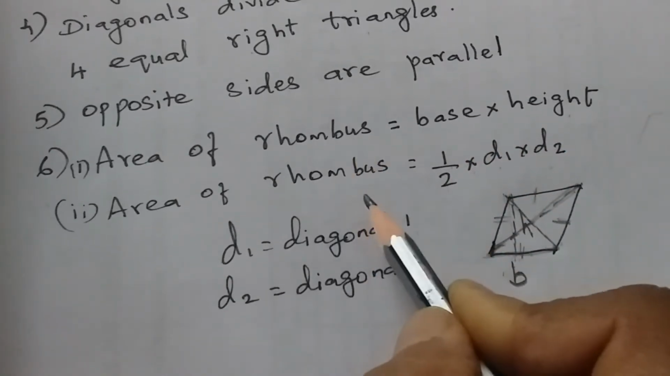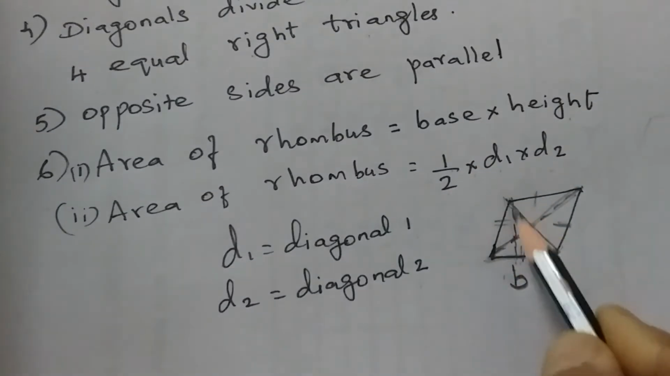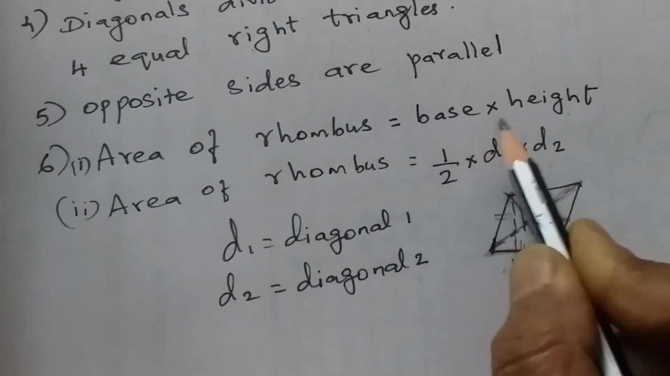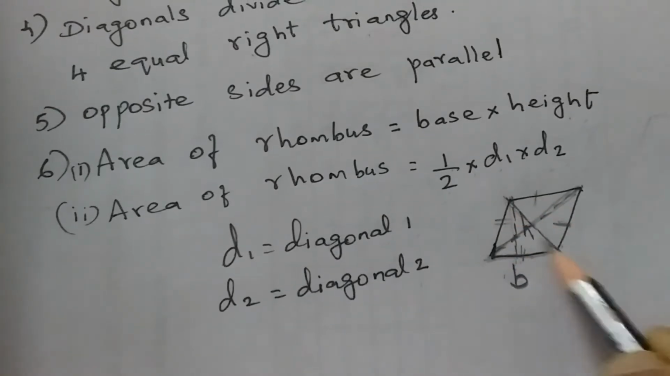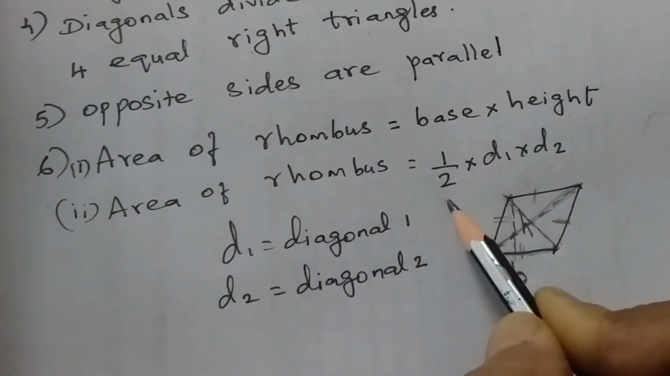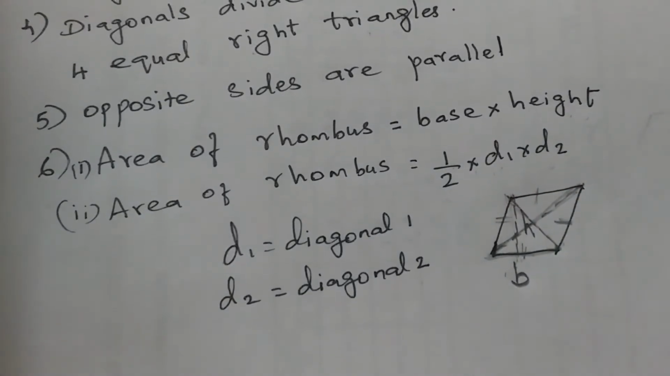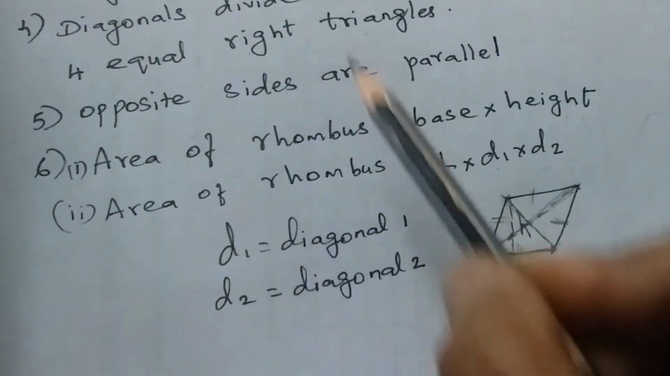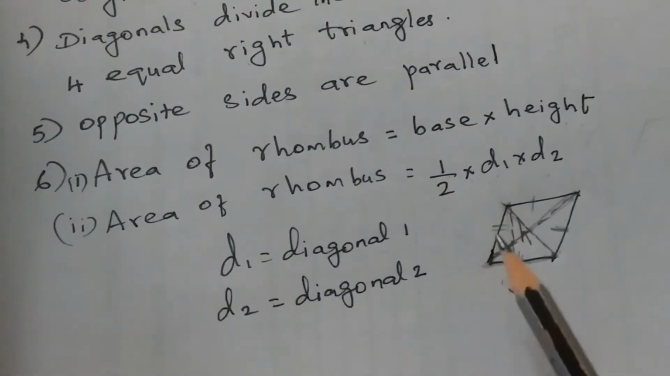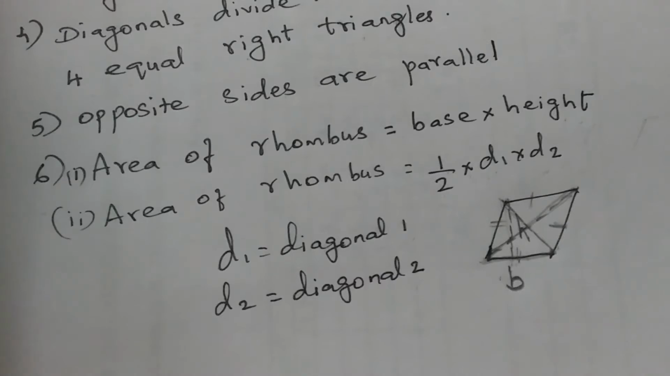To find the area of the rhombus, we have 2 formulae. If you know the base and height, the formula is base into height. If the measurements of the diagonals are given, then the area of the rhombus is 1 by 2 into D1 into D2. So this is all about the introduction of the rhombus, the properties of the rhombus, and the formula to find the area of the rhombus. Now using these formulae, we'll start doing the exercise sums.